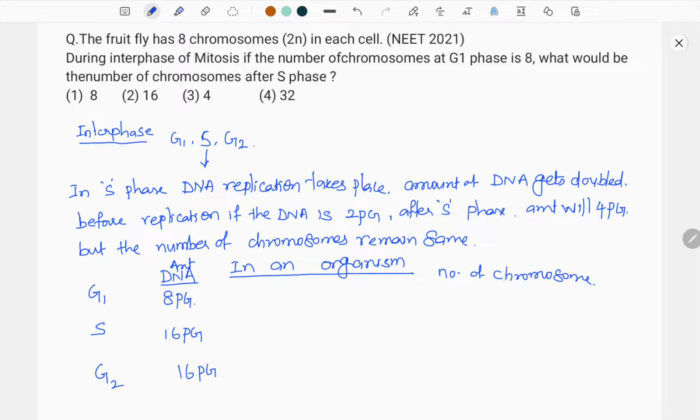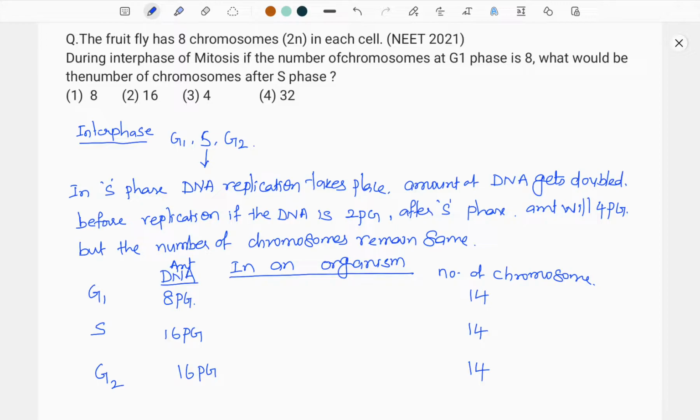If you see the number of chromosomes, let's take the number of chromosomes as 14 during G1. Then in S phase they also remain the same, 14. In G2 phase also they remain the same, that is 14. So I have taken an example. It doesn't belong to any organism, just an example. The number of chromosomes remains the same in G1, S and G2, whereas the amount of DNA gets doubled from G1 to S and remains the same from S to G2. So by seeing this, you will understand the question.